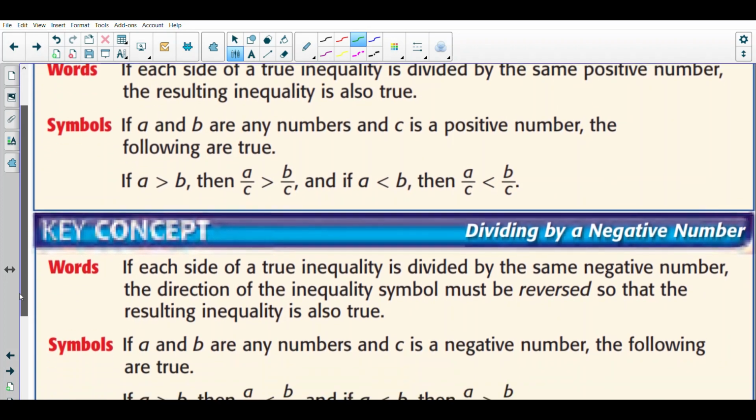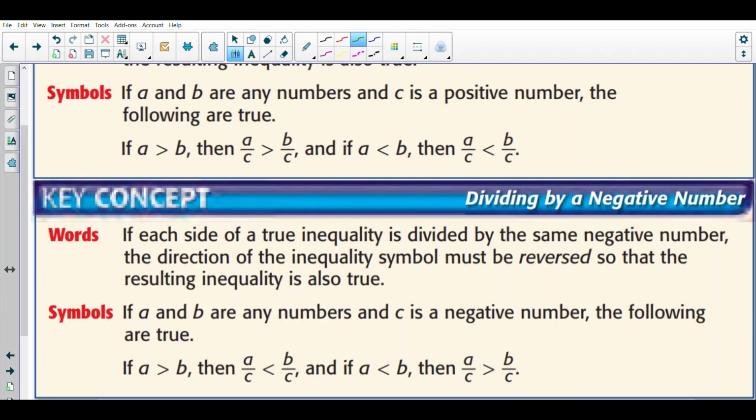Same thing holds true when you divide: what you do on one side, you have to do to the other side. If A is greater than B, then A divided by C is less than B divided by C, and if A is less than B, then A divided by C is greater than B divided by C. That's when C is a negative number. So we have to remember that when we divide by a negative number, we have to flip the inequality. All right, let's do some examples.